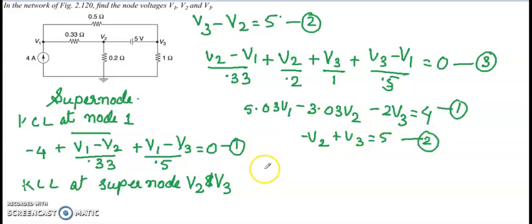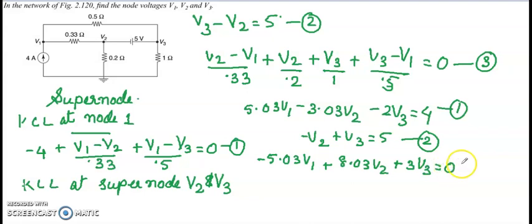And the third equation can be rearranged as minus 5.03 V1 plus 8.03 V2 plus 3 V3 is equal to 0. This is equation number 3 rearranged.